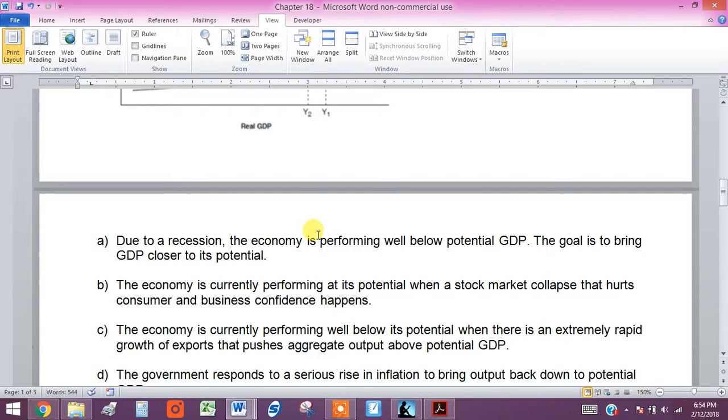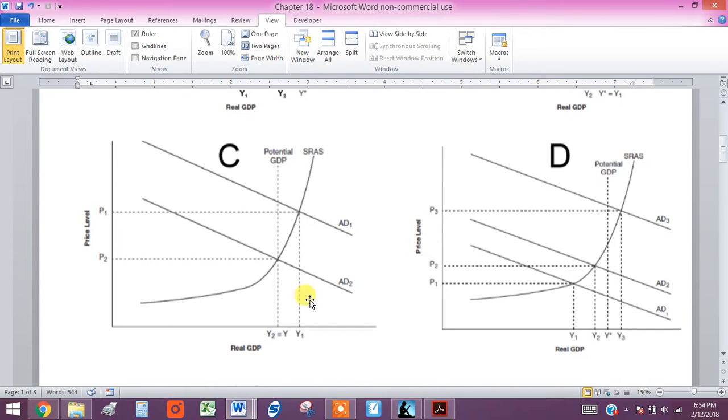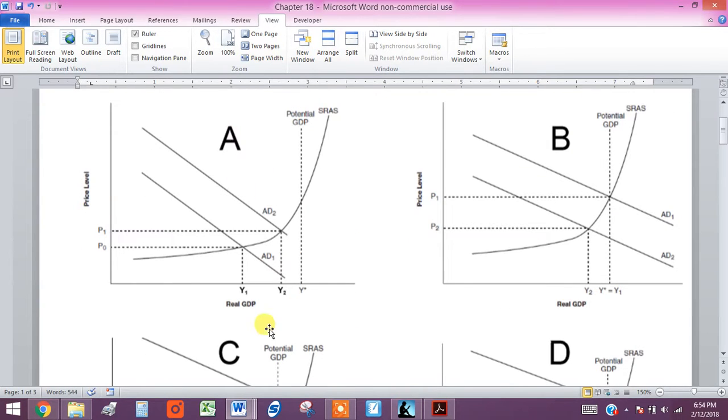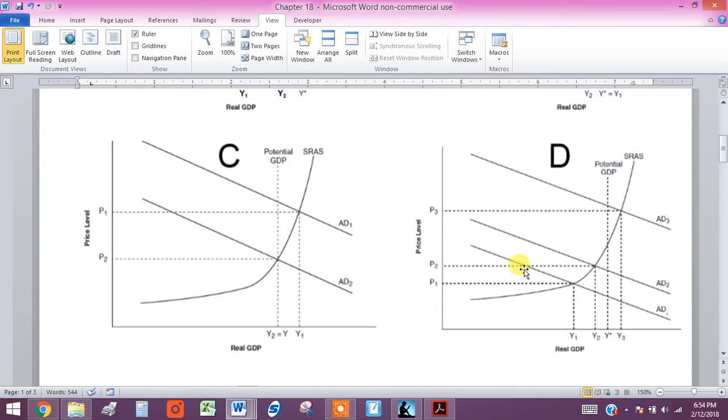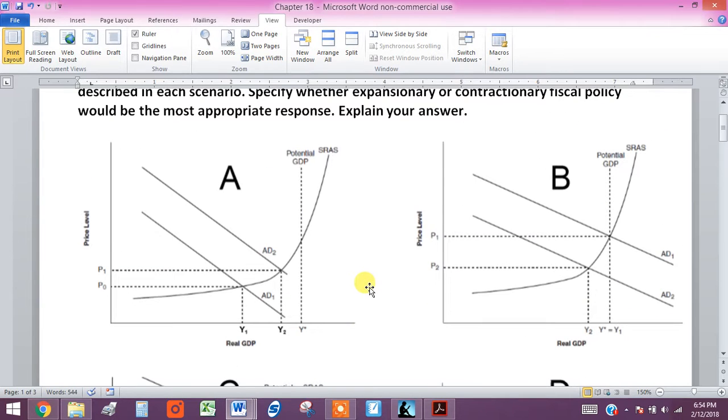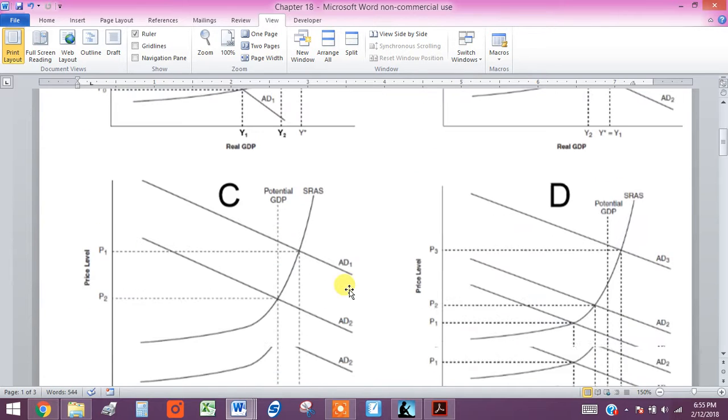So due to a recession, the economy is performing well below potential GDP. So we want to find the one that is starting off below, and that's going to be graph A. Right here, we're easily below at Y1. It's also going to be D over here, where we're starting off at Y1 and below. In graph C at Y1 we're above, and in graph B at Y1 we're at potential. So it's either going to be graph A or graph D.